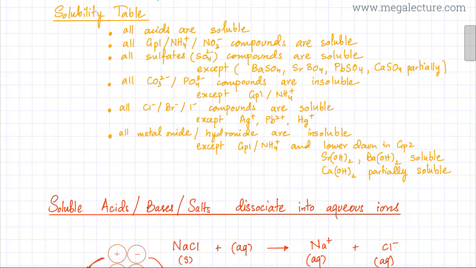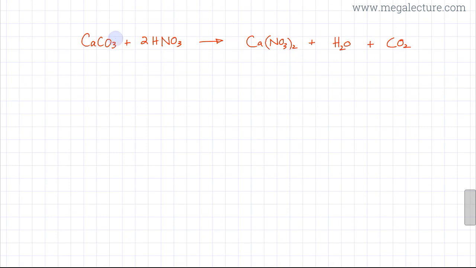So I have opened this solubility table, and it's written over here that all carbonates, compounds containing CO3 2 minus, are insoluble except group 1. Calcium is in group 2, so the first statement applies: all carbonate compounds are insoluble. So according to this, they're insoluble, and the state of calcium carbonate is solid. It's not going to dissolve.